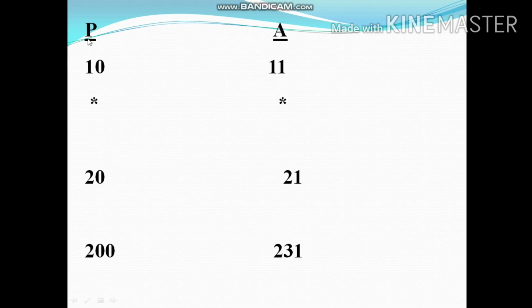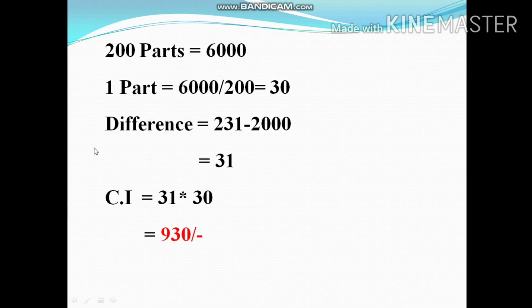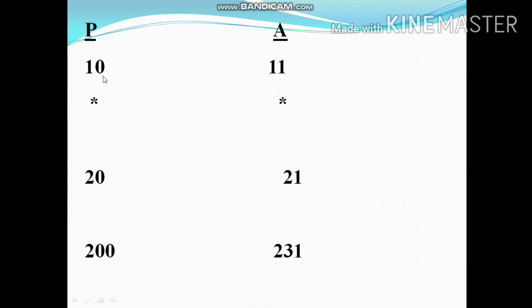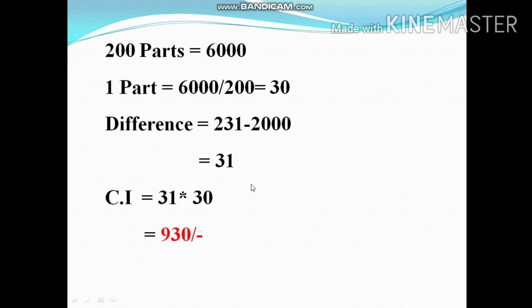So let's see the total. Here principal for the first year is equal to 10, amount 11. For the next half year, principal is equal to 20, amount is equal to 21. So let's multiply these two. 10 into 20, that is equal to 200. 11 into 21, that is equal to 231.